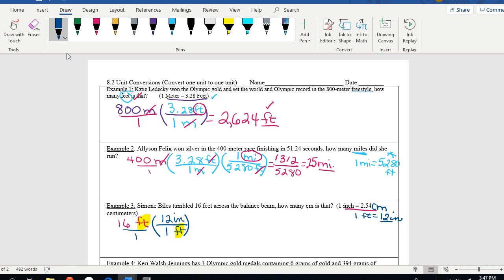But does it ask how many inches? No. It asks how many centimeters.